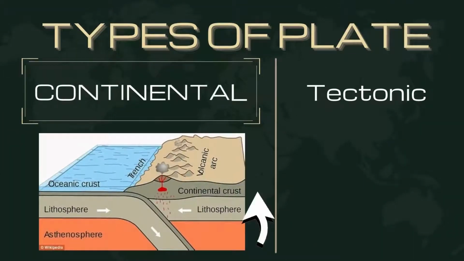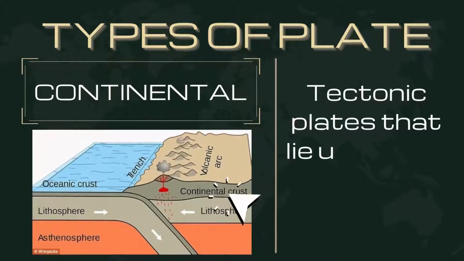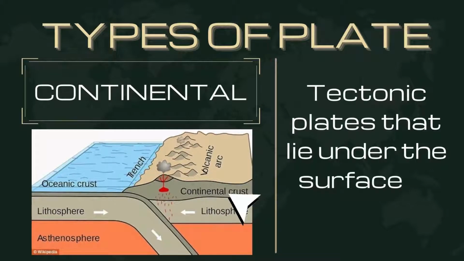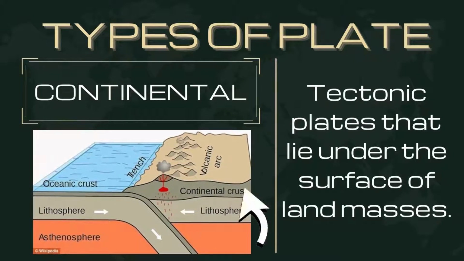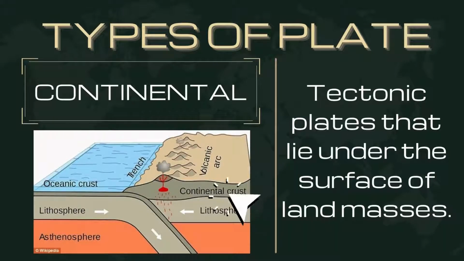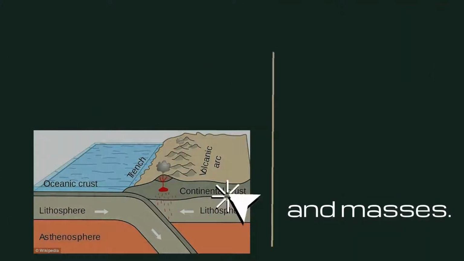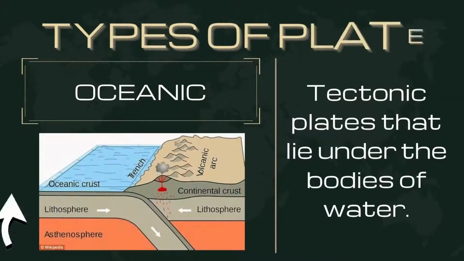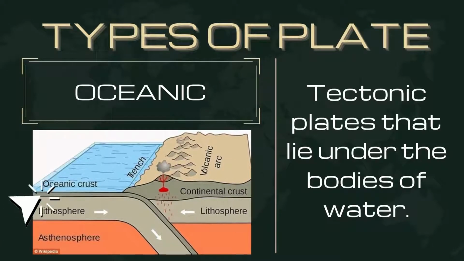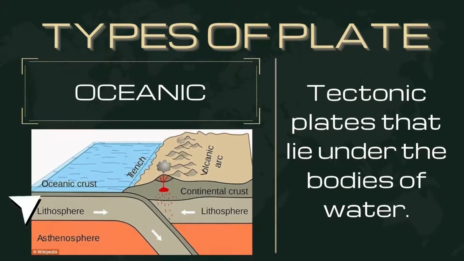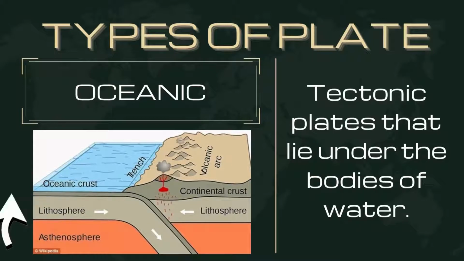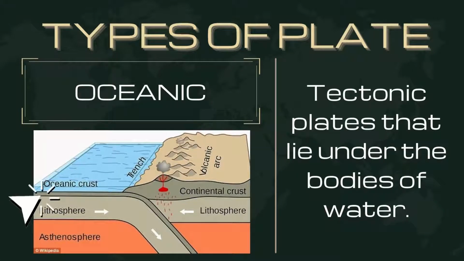Let's start with continental plate. Continental plates are tectonic plates that lie under the surface of the land masses. Right above this plate, we can find different landforms like volcanoes and mountain ranges. On the other hand, oceanic plates are tectonic plates that lie under the bodies of water. In this type of plate, we can find mid-ocean ridges and underwater volcanoes.